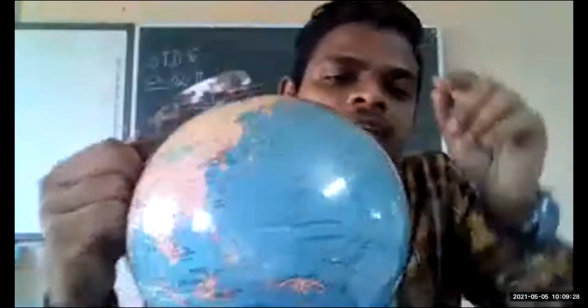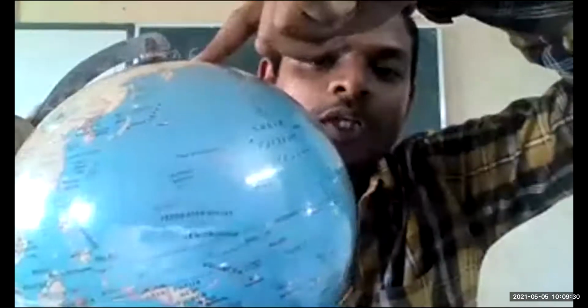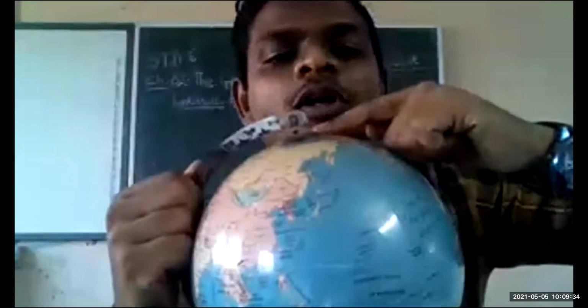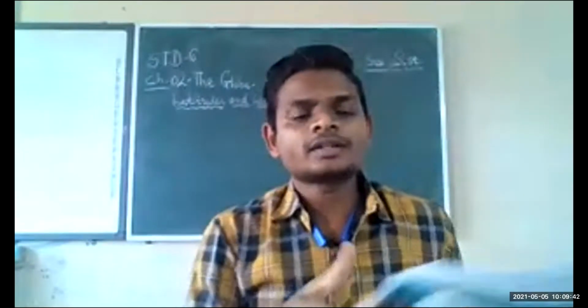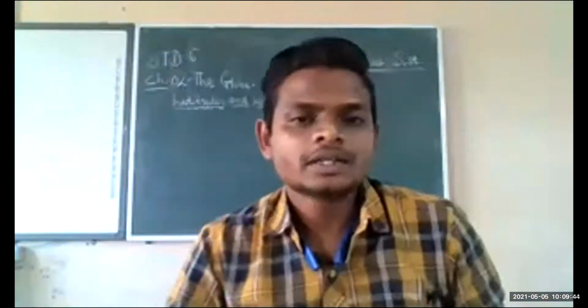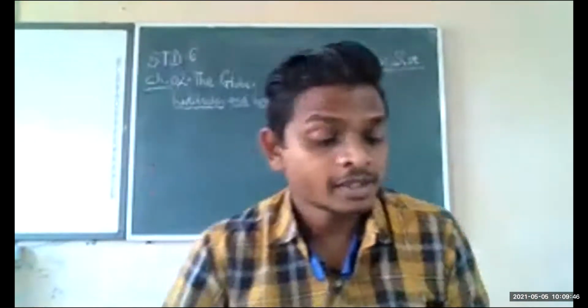This is called the North Pole. This is called the South Pole. North Pole 90 degrees, South Pole 90 degrees. I hope that you have done the MCQ. Now we are going to move further.